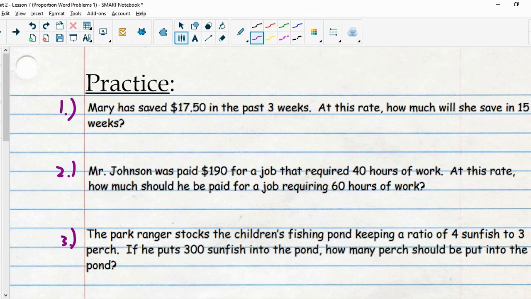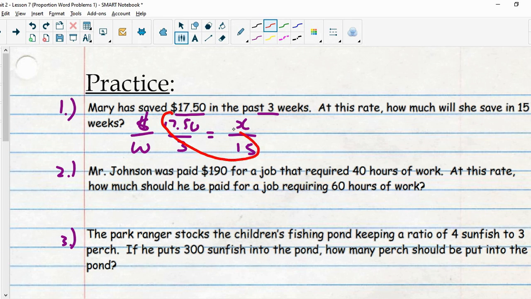So what am I comparing here? Money to weeks. Let's just use W. So $1750 in 3 weeks. How much money in 15 weeks? Okay, let's solve it. So 1750 times 15.